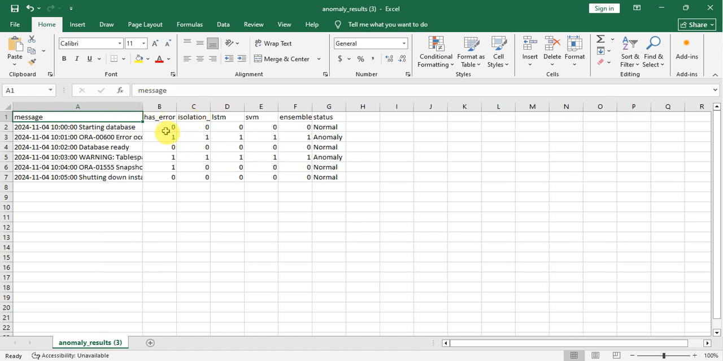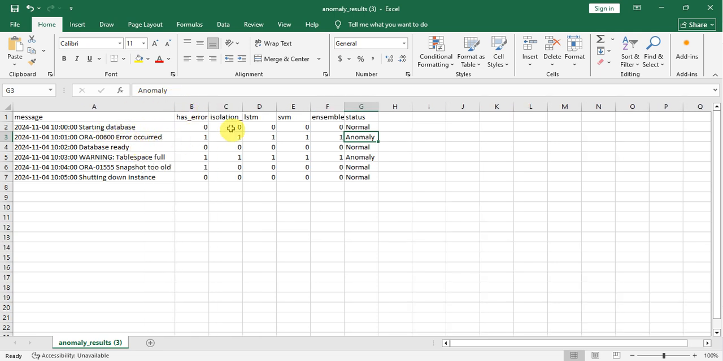Out of the six logs, if a 0 comes in all five columns, then it is normal. But if there is a one under Isolation, LSTM, SVM, and ensemble, then it is an anomaly. We can determine whether the error in our log message is normal or an anomaly. And this is my project. Thank you very much.